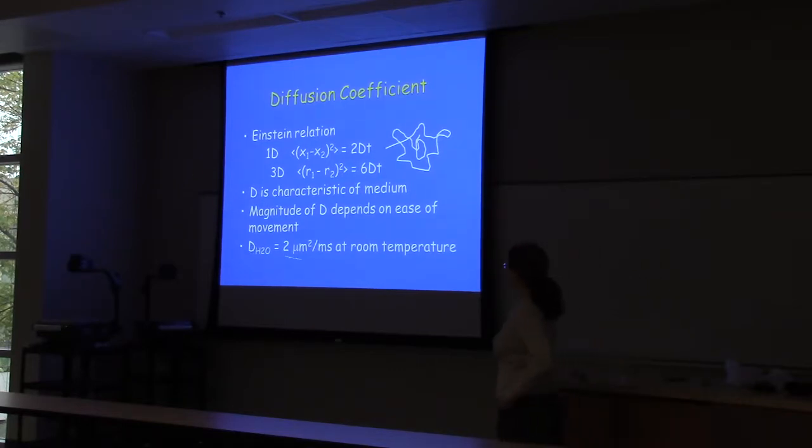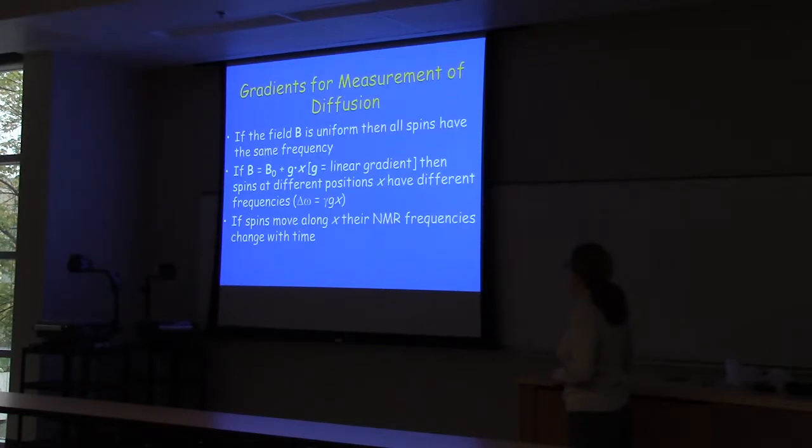And this diffusion coefficient depends on the medium that it's in, and its magnitude is sort of dependent on the ease of movement in the medium. So for water, it's pretty high. For something like molasses, it'll be a little bit lower. So for water at room temperature, it's 2 micrometers squared per millisecond. For water at body temperature, it's about 3 micrometers squared per millisecond.